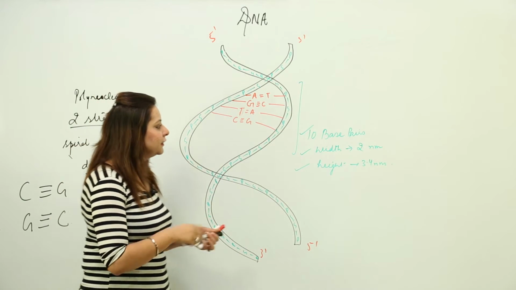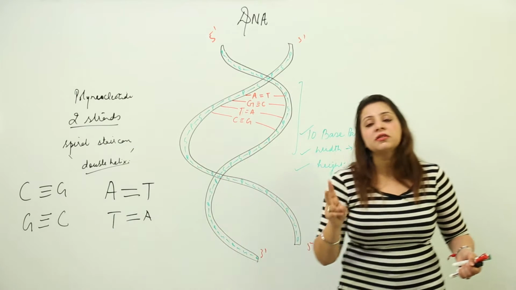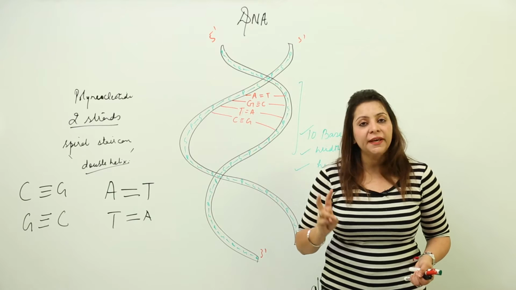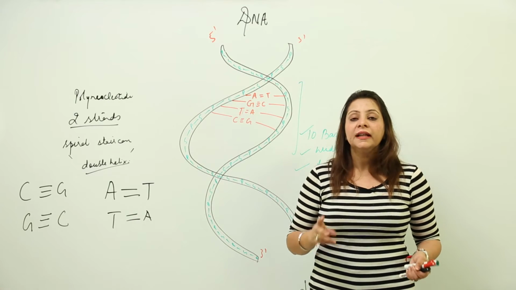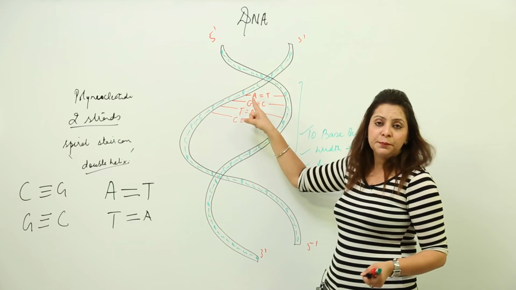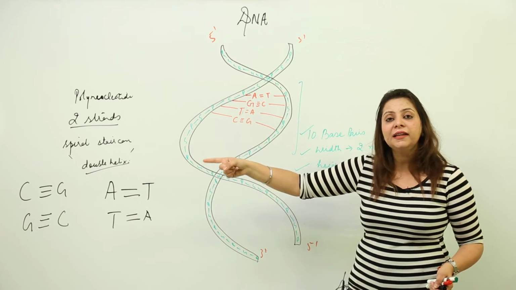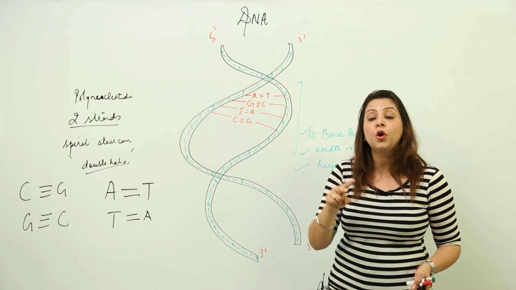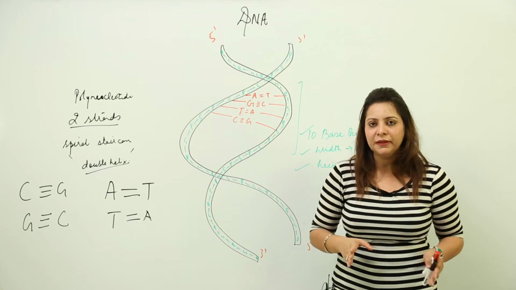So you need to remember that the two strands are anti-parallel, and secondly the base pairs are complementary to each other. That means if adenine appears on this side, on the similar place there is a thymine, because we know that adenine always pairs up with thymine and the bond between them is a double bond. You need to remember that.